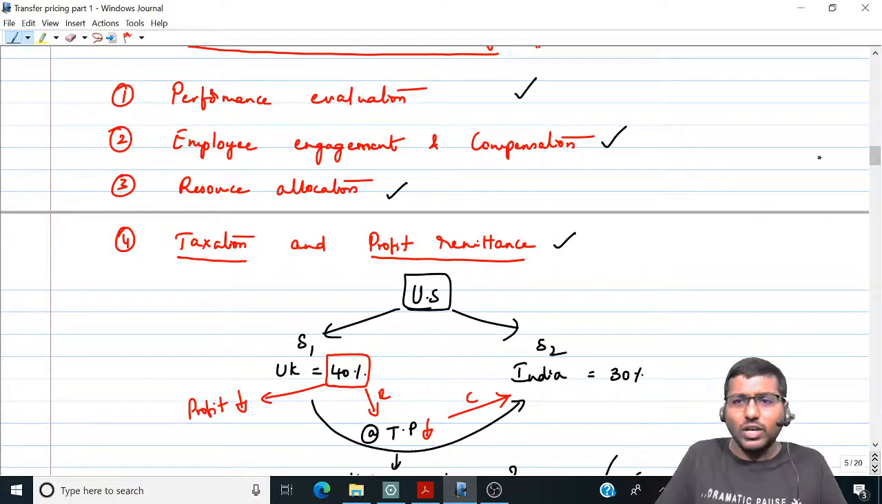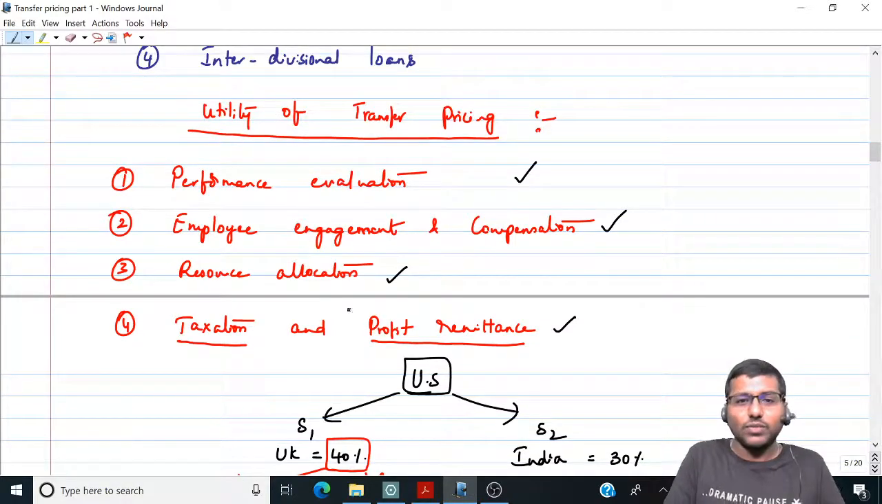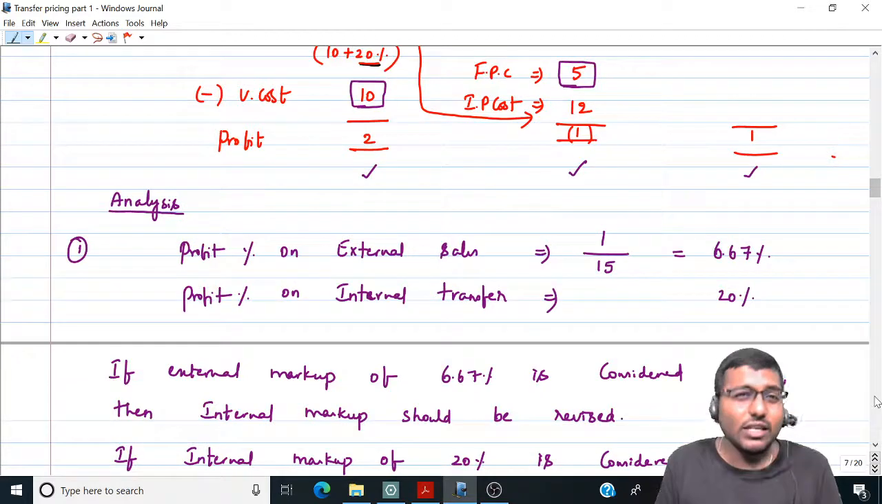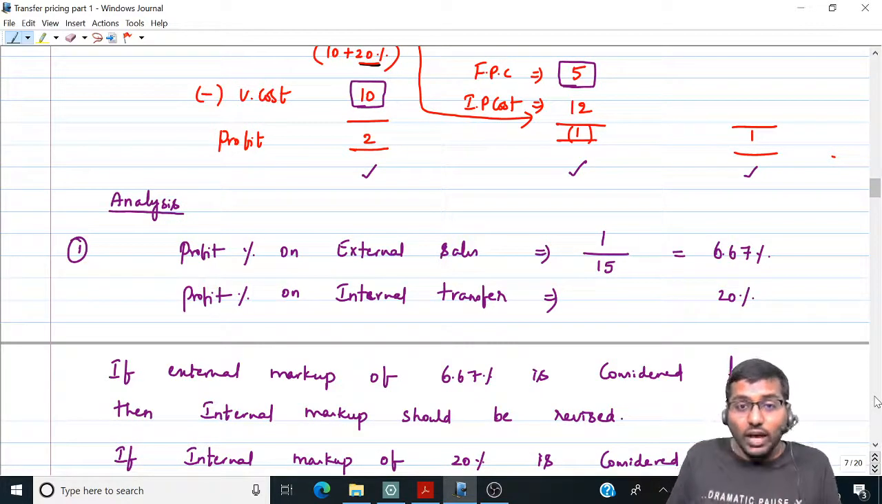What is the purpose of transfer pricing? What are the utilities of transfer pricing? Anyway, the purpose is not to explain all these things. Now, did you understand the basic history? Now you know why they were forced to keep something called transfer price in between the divisional transfers.